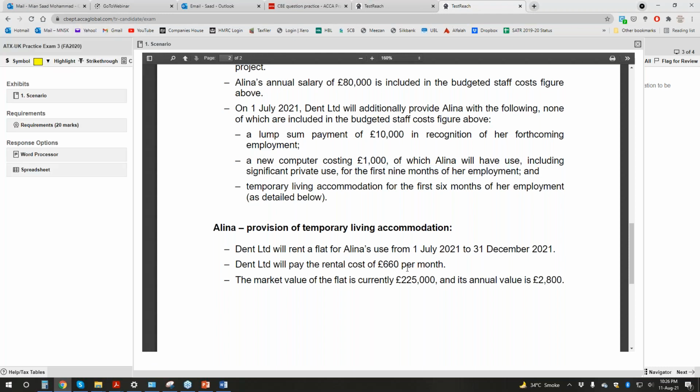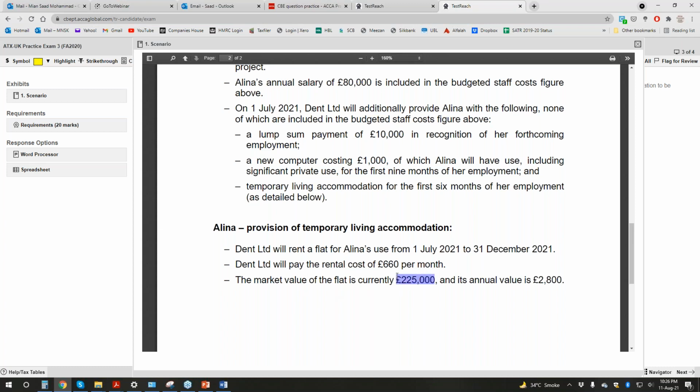Now, the company is paying the rental cost. Living accommodation, guys, is a taxable benefit in kind as well. In that, we only check whether the accommodation being provided is owned by the employer or is rented. If it is rented accommodation, we have to take the higher of two values: rent paid by the employer or the annual value of the house. Now, Dent will rent a flat for Alina from July to December. So I guess that is for 6 months. Dent will pay the rental cost of 660 per month, and the market value of the house is 225.